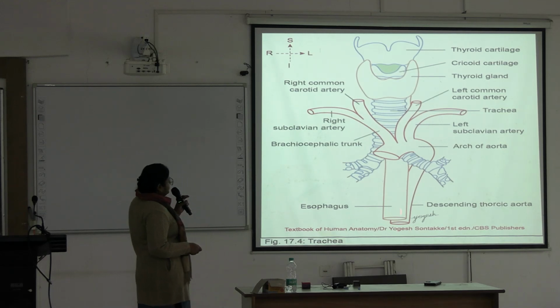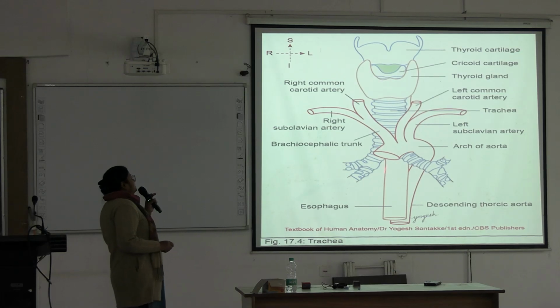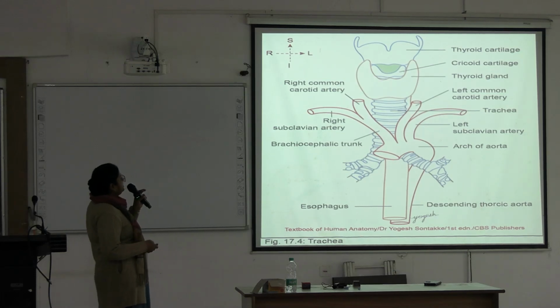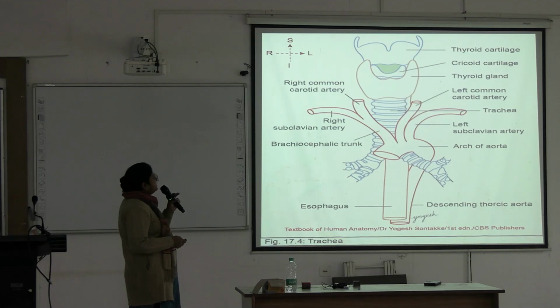And here the arch of aorta is continuing downward as the descending thoracic aorta. Here is the esophagus lying in posterior relation. And these are the laryngeal cartilages, thyroid cartilage, cricoid cartilage. And this is the cricothyroid membrane.